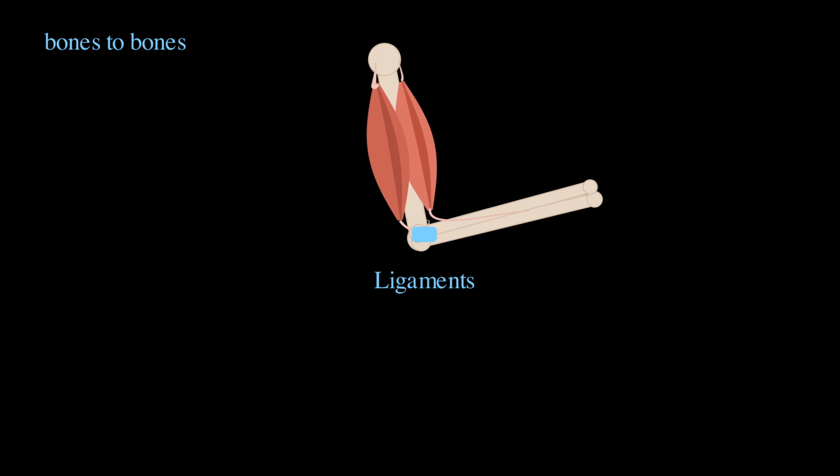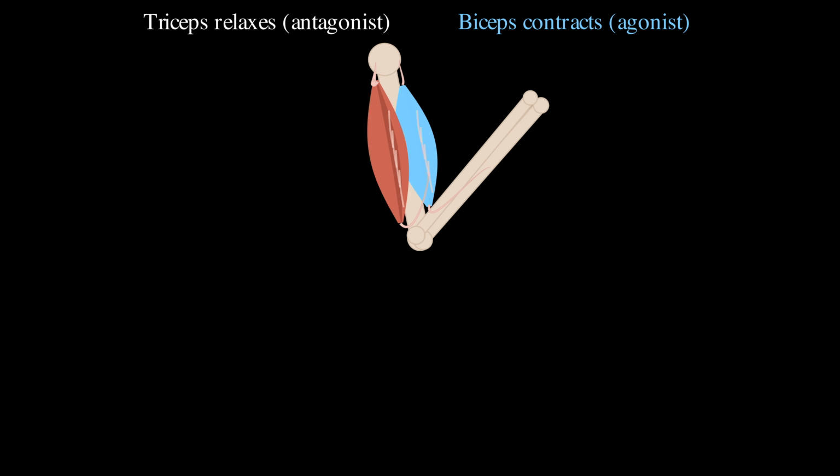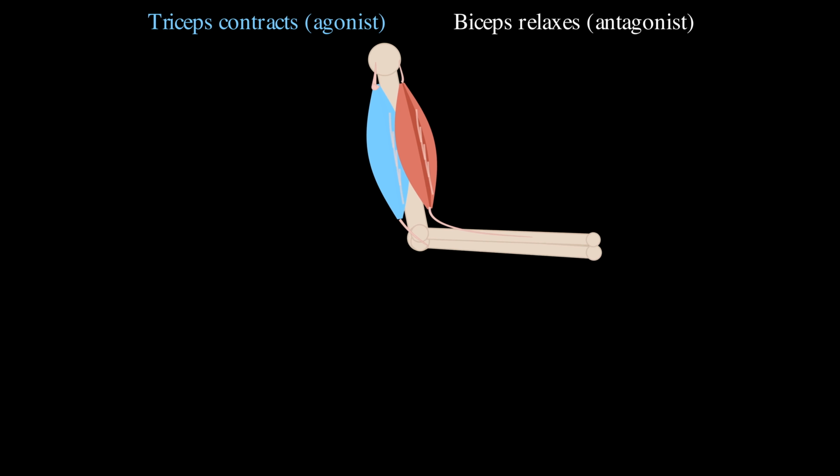Now let's see how the biceps and the triceps work together as antagonistic pairs. When the bicep contracts, this is known as the agonist here. The tricep does the opposite and relaxes, which is known as the antagonist. And you can see that the lower arm is pulled upwards. And the opposite way round is when the tricep contracts, the bicep relaxes. And you can see this time the lower arm is pulled downwards.